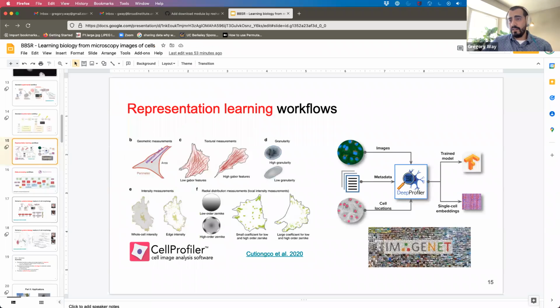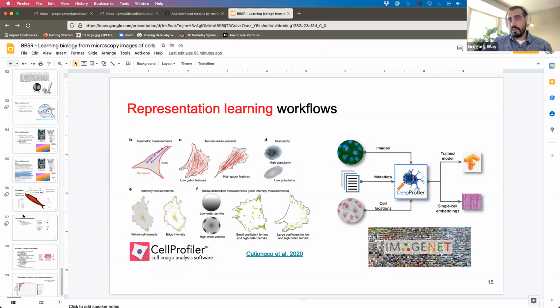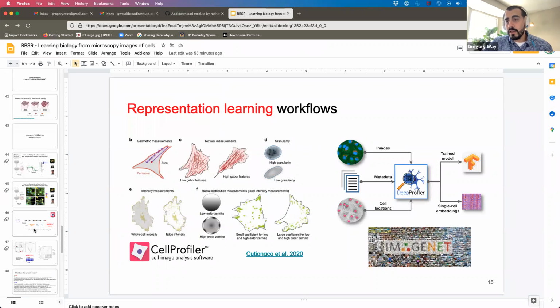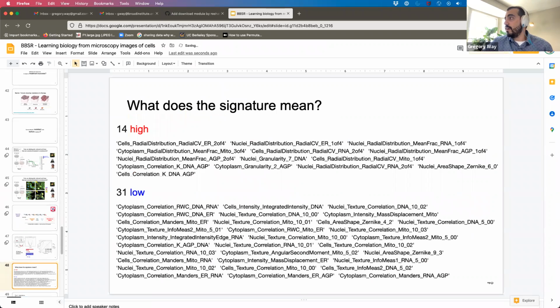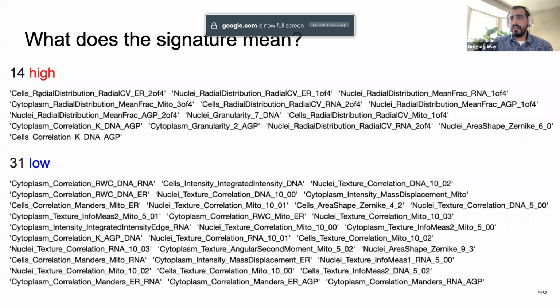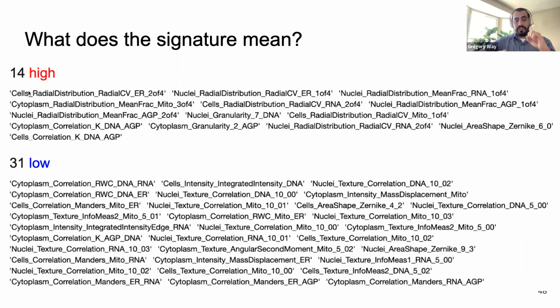So if we go back to this slide here, like cells, radial distribution, radial CV, ER 204, that means that it was using the cells, it's not just the nuclei or the cytoplasm, it's the whole cell. It's looking at this particular hand-engineered category of feature called radial distribution, more specifically this radial CV parameter in the endoplasmic reticulum stain. And this is another parameter as well.